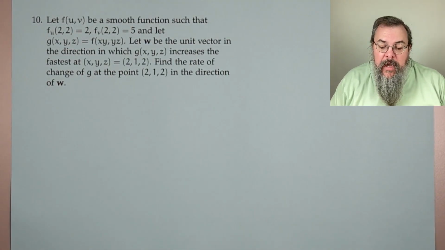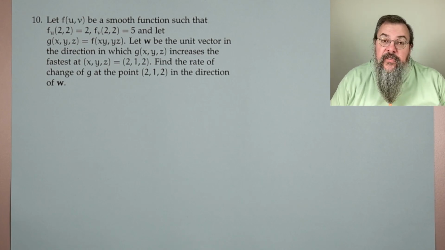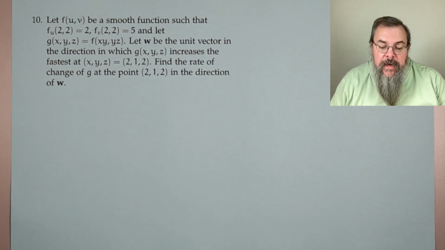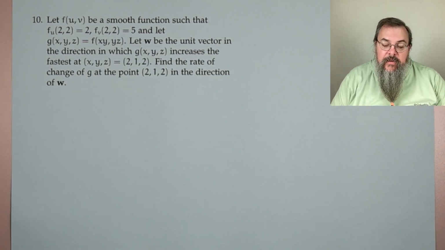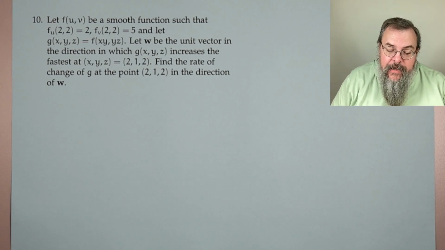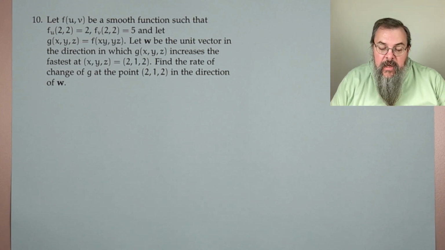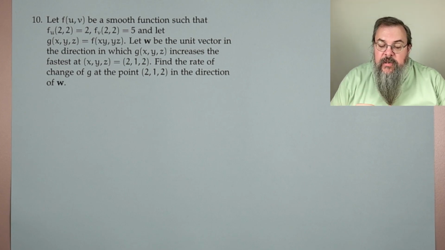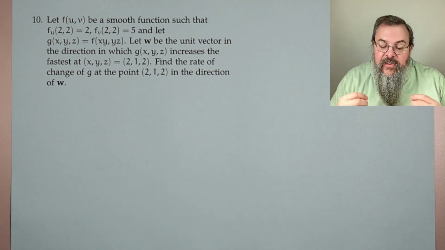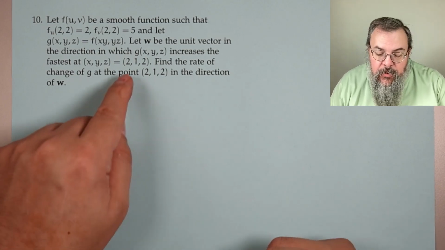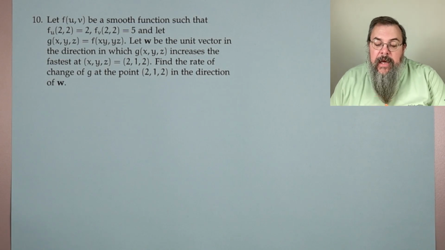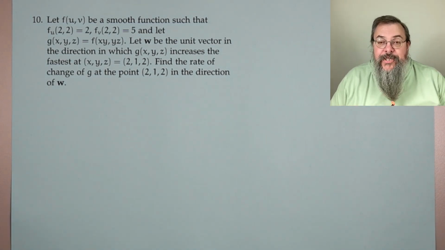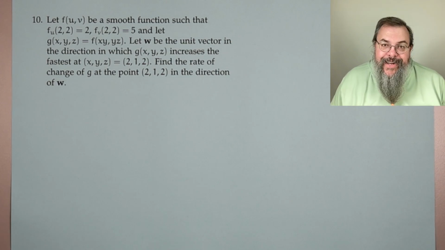Let f of u, v be a smooth function such that f sub u at 2, 2 is 2, f sub v at 2, 2 is 5, and let g of x, y, z equal f of x y, comma, y z. Let w be the unit vector in the direction in which g increases the fastest at x, y, z equals 2, 1, 2. Find the rate of change of g at the point 2, 1, 2 in the direction of w. All right, good.